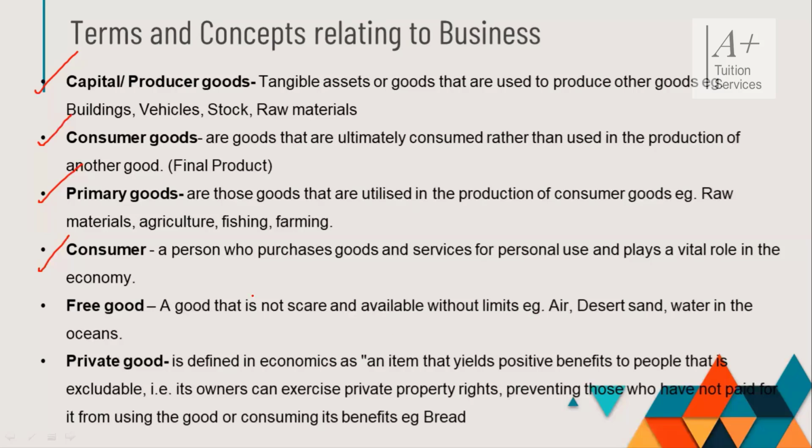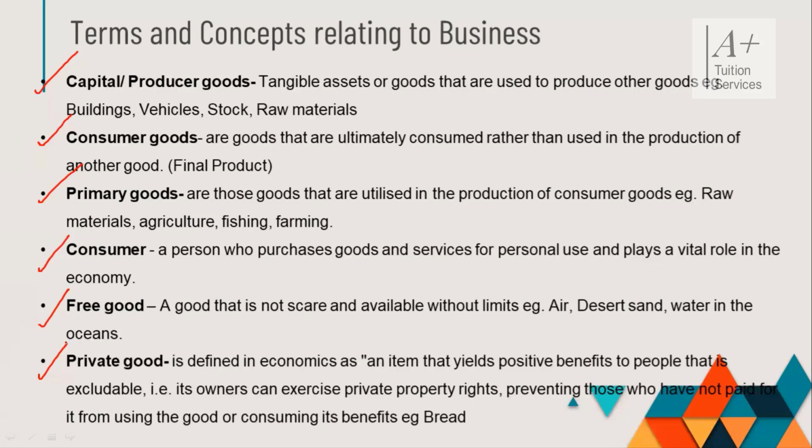Then we have what are called free goods, goods that are not scarce and are available without limits. Examples: air, desert sand, water in the oceans, etc. are free goods, meaning anybody could access them at any time. Then we have private goods, defined in economics as an item that yields positive benefits to people that is excludable. That is, the owner can exercise private property rights, preventing those who have not paid for it from using it.